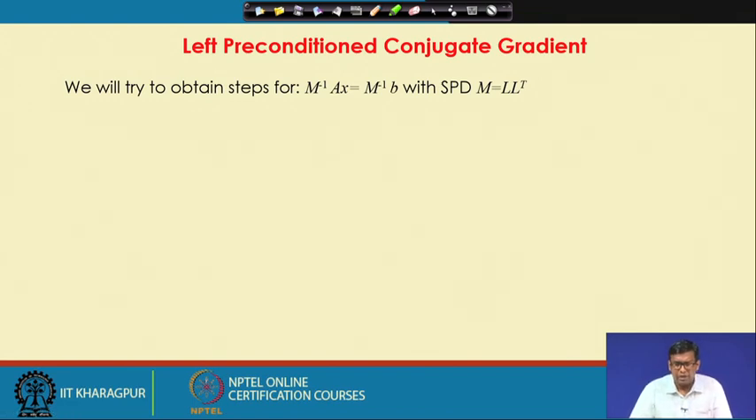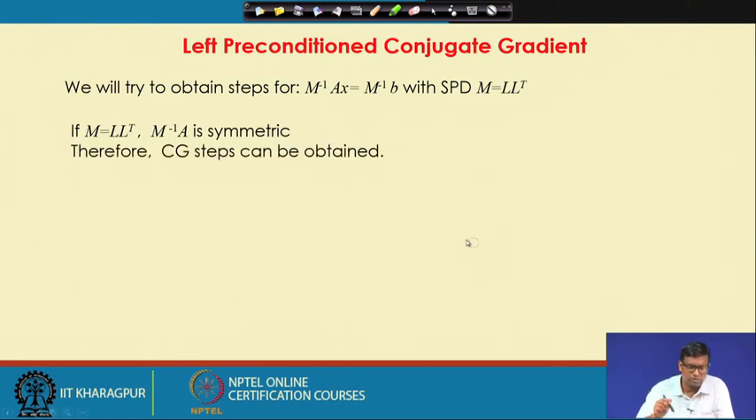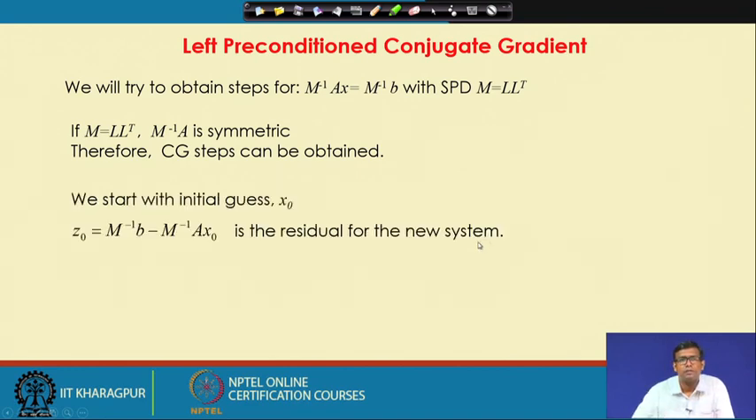So, left preconditioning of conjugate gradient will try to obtain steps for M inverse A x equal to M inverse b, with M being symmetric positive definite, L L transpose. If M is L L transpose, M inverse A is also symmetric. Therefore, conjugate gradient can be applied. We start with an initial guess x0. z0 is the new residual, which is M inverse b minus M inverse A x0.